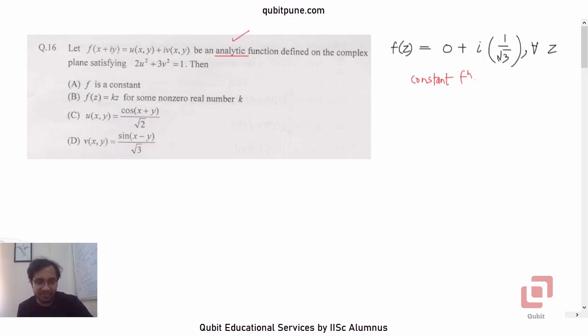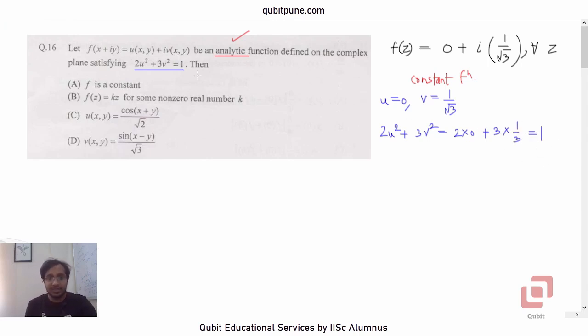Now, does it satisfy the condition 2u squared plus 3v squared equal to 1? Let us see. For our function u is 0 and v is 1 by root 3, mind you, it is not i by root 3. The imaginary part is real. You know that from the basics of complex numbers. So what will be the value of 2u squared plus 3v squared? It will be 2 into 0 squared, so 0, plus 3 into 1 by root 3 squared, so 1 by 3, so that is 1. So this requirement is also met.